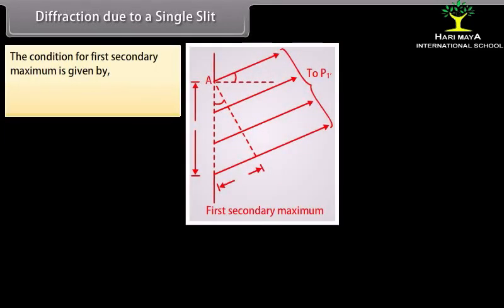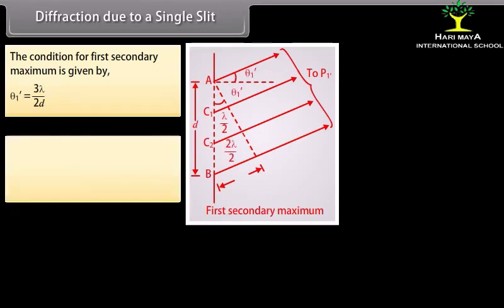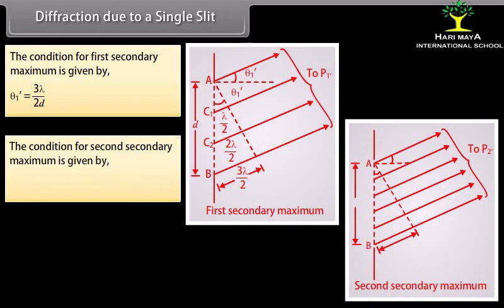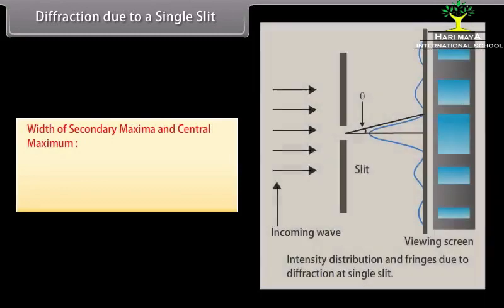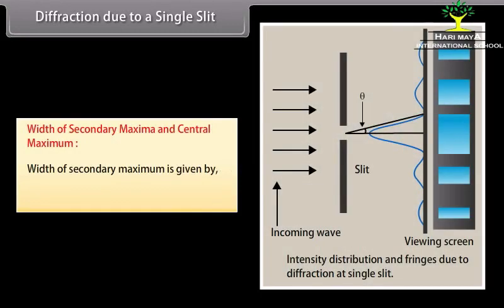The condition for the first secondary maximum is given at an angle theta equals 3 lambda upon 2d. The condition for the second secondary maximum is given at an angle theta equals 5 lambda upon 2d. Hence, the condition for the nth maximum is given at an angle theta equals (2n plus 1) lambda upon 2d. The width of a secondary maximum is given by beta equals D lambda upon small d.